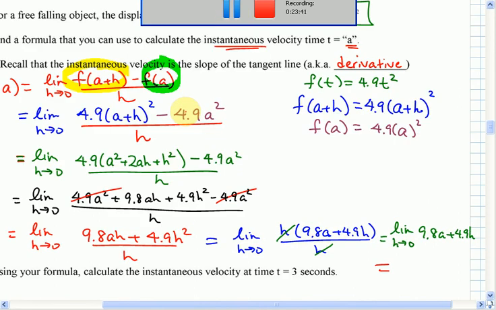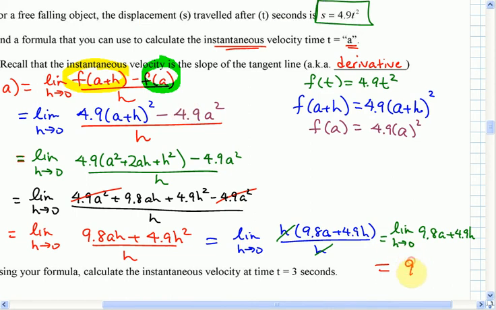So, like you said, the limit as h approaches 0 is there, right? Now, I haven't finished this question yet, but I did some simplification so that now when I plug in 0, it will work. So when I plug in 0, what are you left with? You're left with just 9.8 times a.